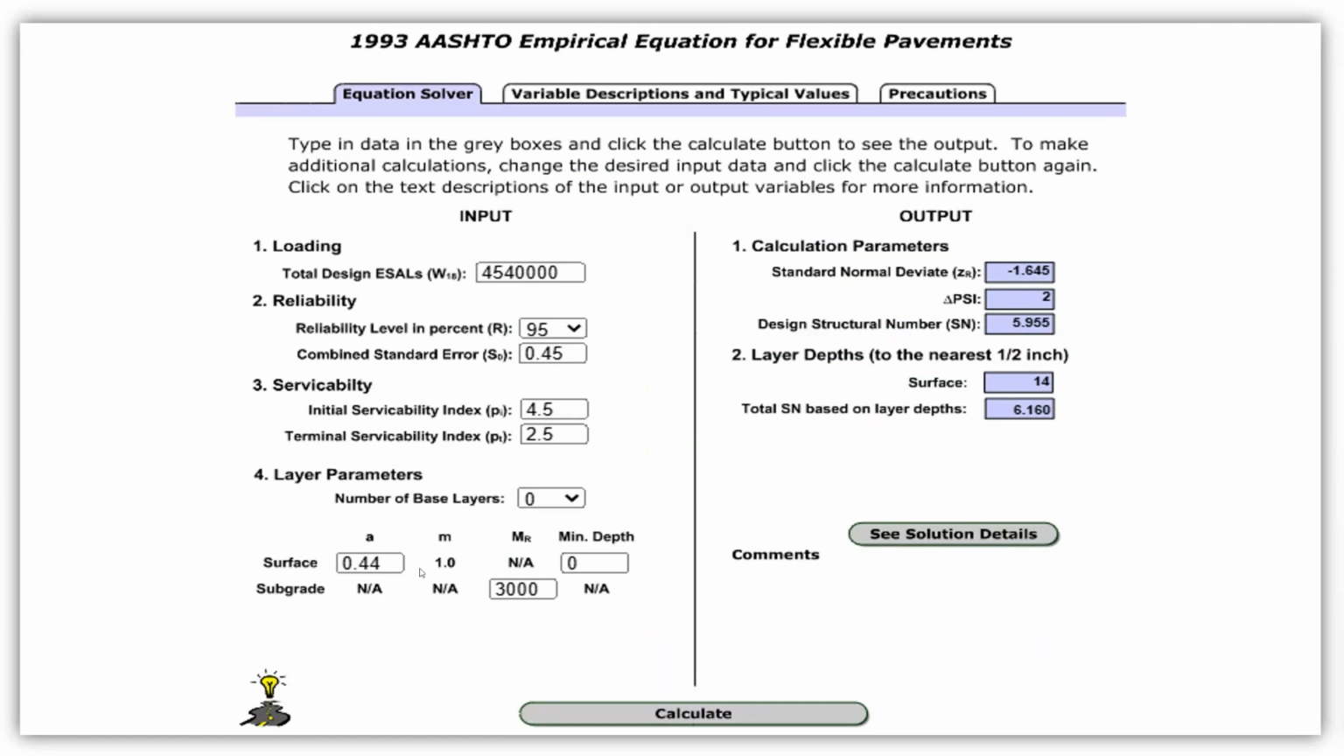And then you can put in, if you've got base layers or something else going on, you can put a lot of stuff in here. Then it gives you your design structural number. So over here under number 1 at the output, calculation parameters, you're looking for the design structural number, SN. And for the numbers that we used in that last example, we've got 5.955. So the picture version that we did came out pretty close.